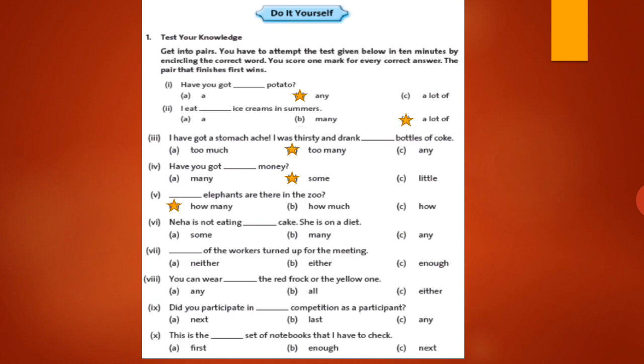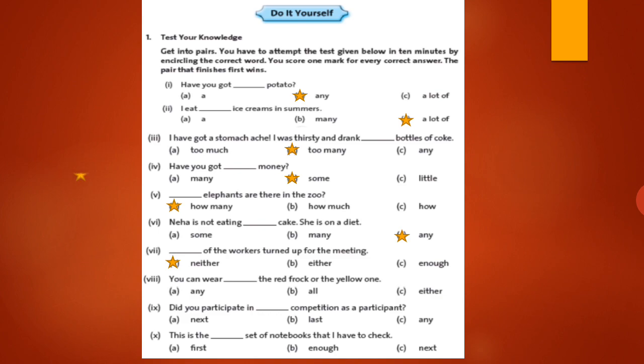Neha is not eating any cake. That is any. Neha is not eating any cake. She is on a diet. Neither of the workers turned up for the meeting. Neither means we have two options and both of them are not available at the same time. So neither. Either means we have two options and we go for one.